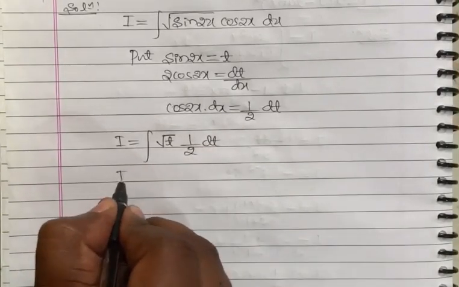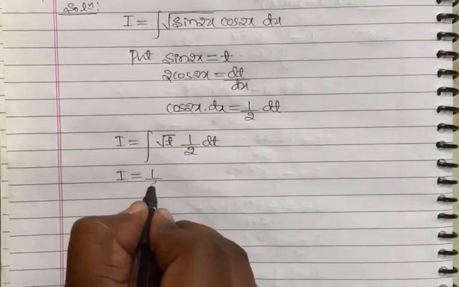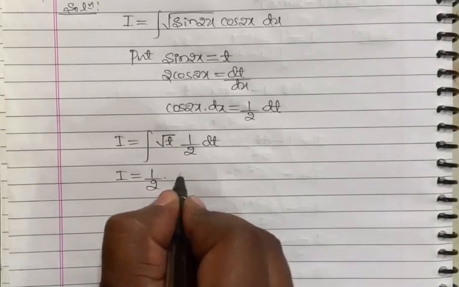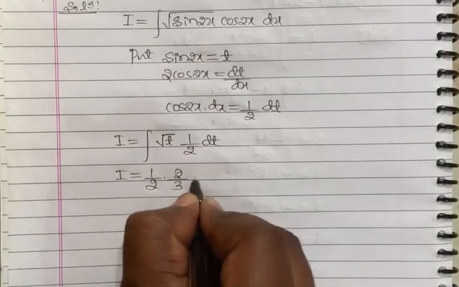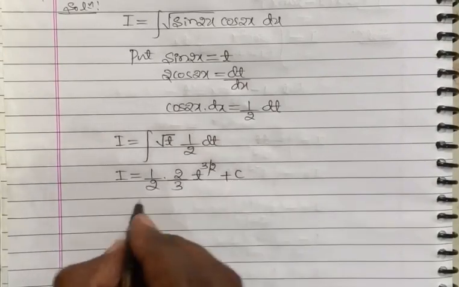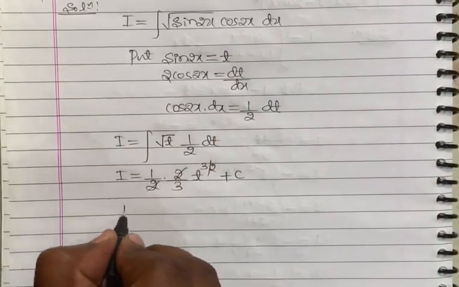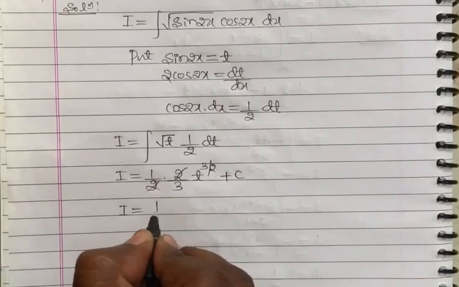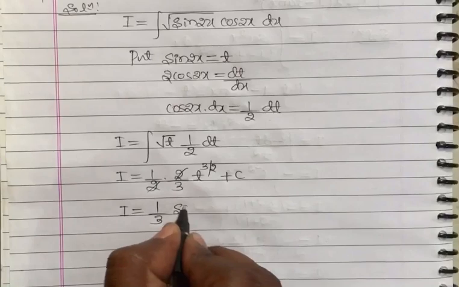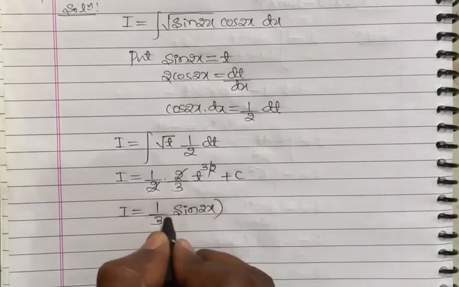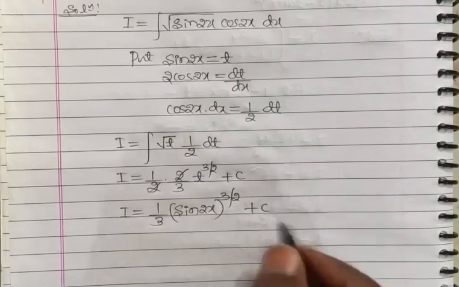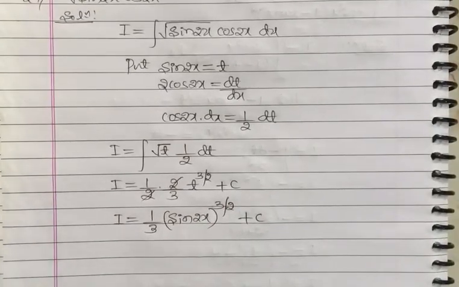So I equals 1 by 2, I write it outside the integral, then integration of root t dt will be 2 by 3 t raised to 3 by 2 plus c. So 2 and 2 get cancelled, I equals 1 by 3 t, it is nothing but sin 2x. So sin 2x to the power 3 by 2 plus c. So this is the answer for the 27th problem.